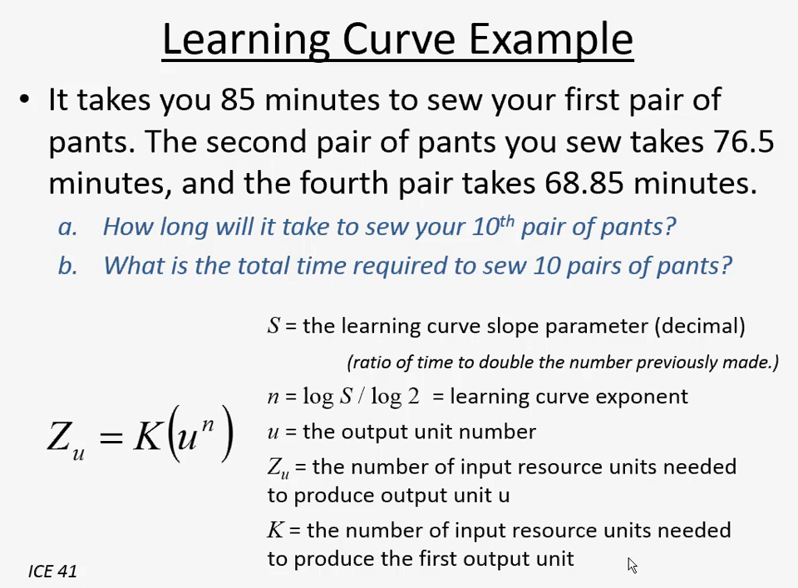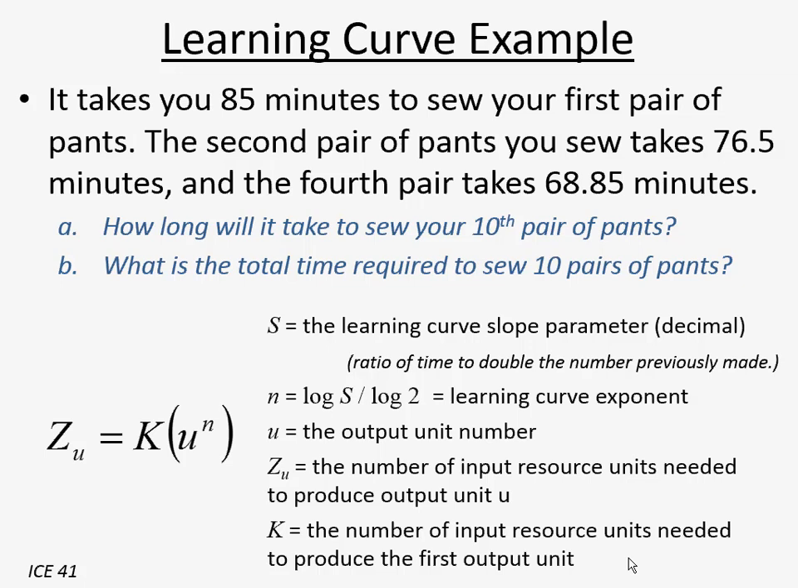All right, 85 minutes is how long it took to make the first one. So 85 minutes, and then we're going to have 10 to the n power, 10 to the negative 0.1520. That's 85 minutes, 0.7047. It should take 59.9 minutes to make the 10th pair of pants.